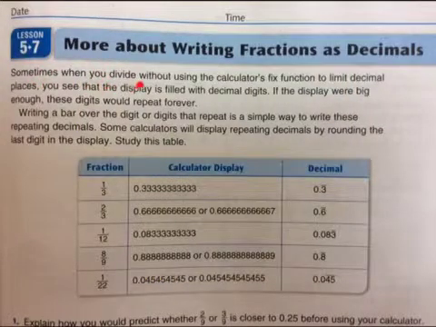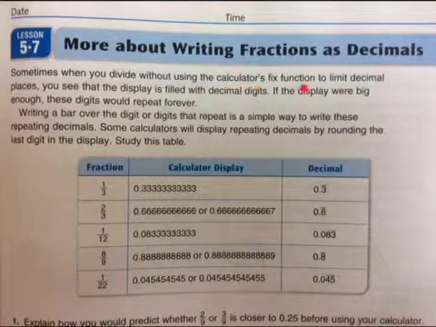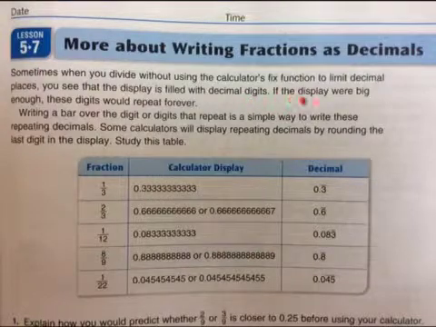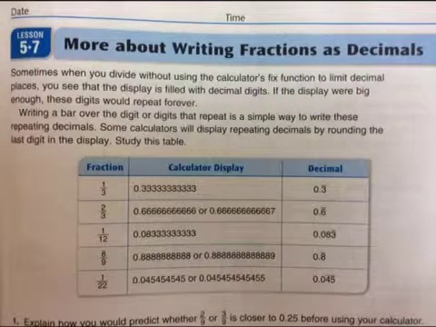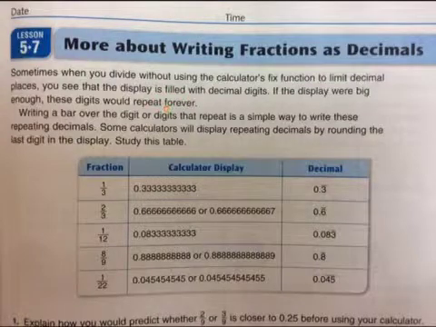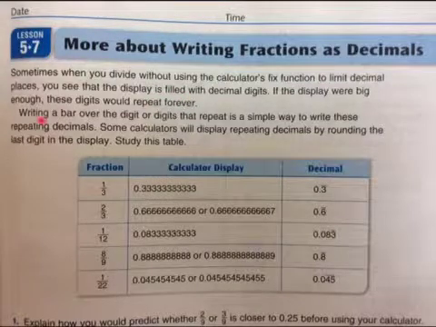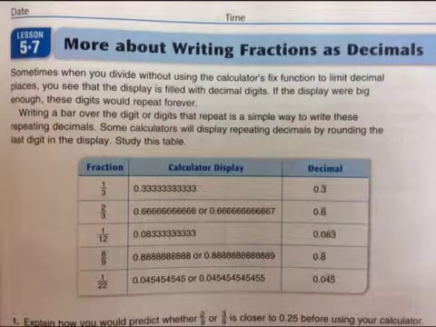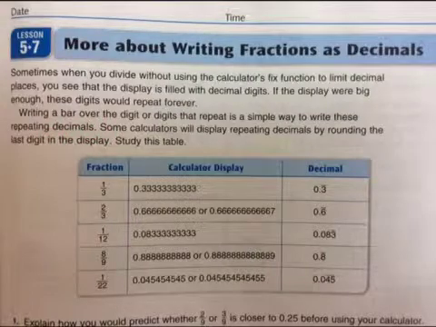Sometimes when you divide without using the calculator's fixed function to limit decimal places, you see that the display is filled with decimal digits. If the display were big enough, these digits would repeat forever. This is where we consider bar notation. Writing a bar over the digit or digits that repeat is a simple way to write these repeating decimals.